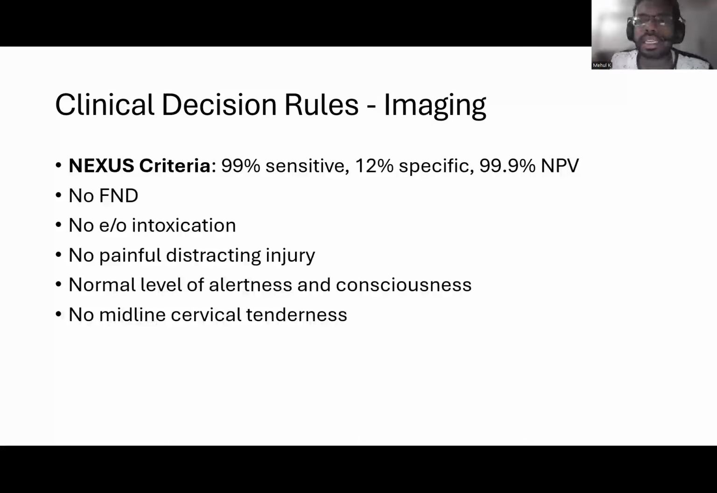But the important thing is that you have to actually apply this rule appropriately. If you apply this rule in a wrong manner, then you are likely to actually miss injuries. So what is actually included in the NEXUS criteria? There should be no focal neurological deficit, which might be the easiest part of this because most of us will be looking for neurological deficits most of the time. No evidence of intoxication, no painful, distracting injuries, normal level of alertness and consciousness, and no midline cervical tenderness.